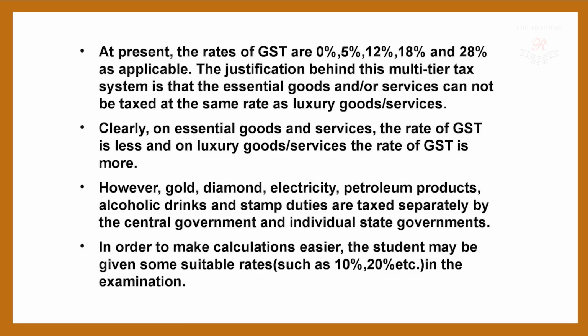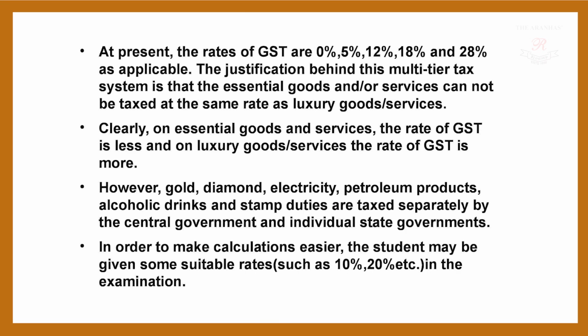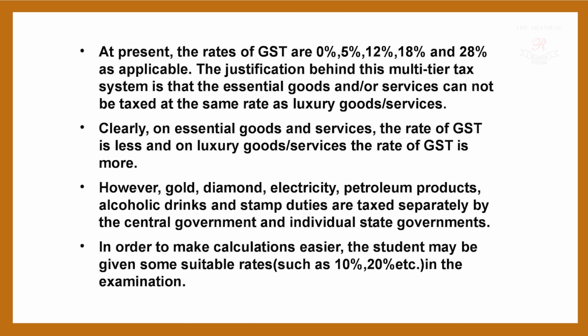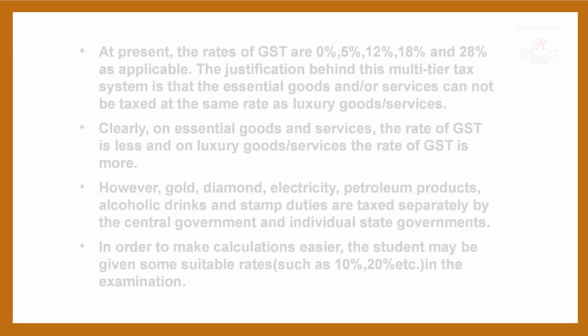Now, the rates of GST are different for different commodities and different goods. It is 0% for very essential commodities, then 5%, 12%, 18% and 28% as applicable. The justification behind this multi-tier tax system is that essential goods and other services cannot be taxed at the same rate as luxury goods and services.